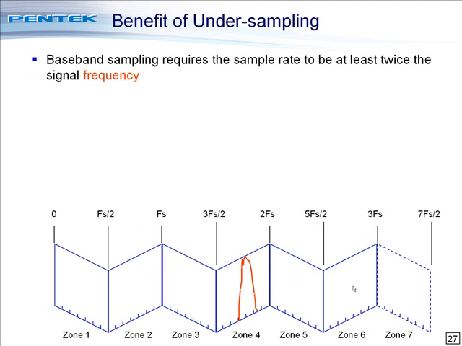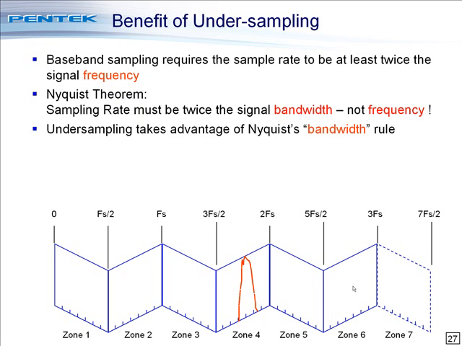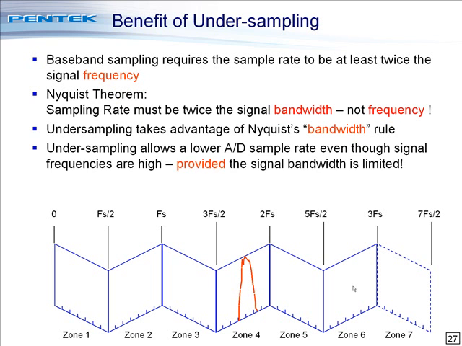The benefit of undersampling is really quite remarkable. First of all, baseband sampling requires the sample rate to be at least twice the signal frequency. Nyquist theorem says that the sampling rate must be twice the signal bandwidth, not frequency. So, undersampling takes advantage of Nyquist's bandwidth rule. Undersampling allows us to have a lower A to D sample rate even though the signal frequency is high, provided that the entire signal bandwidth is limited.